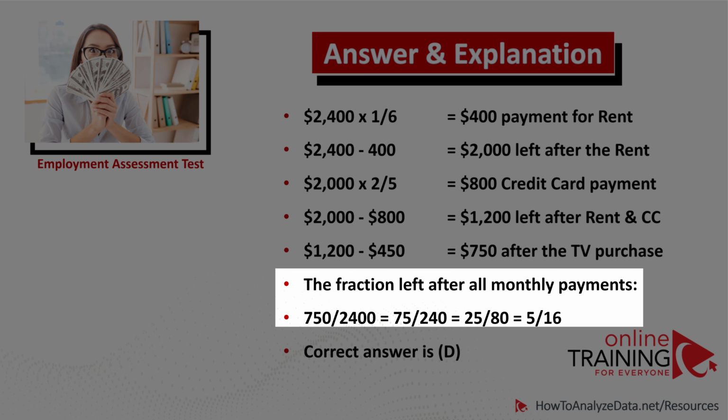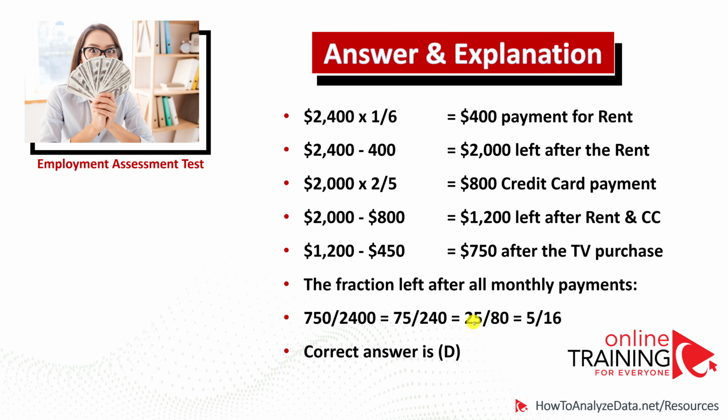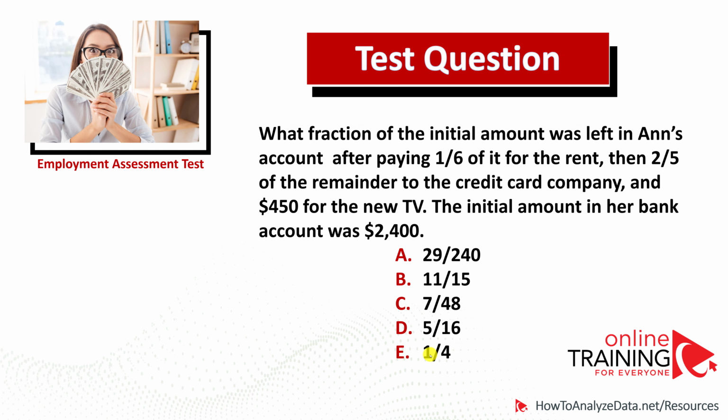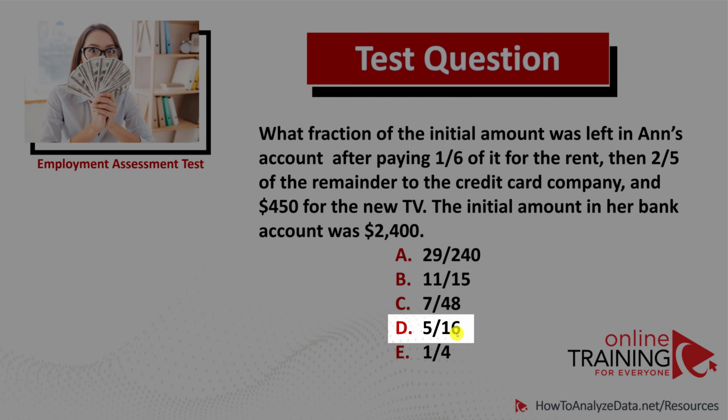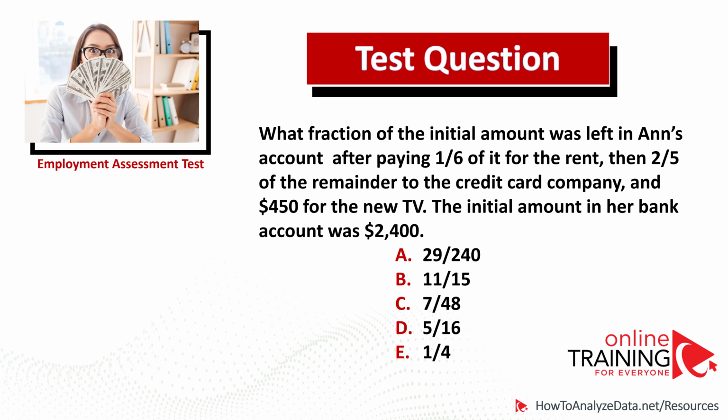To calculate the fraction after Ann made all the payments, we need to divide $750 by $2,400. Then we divide both numbers in the fraction by 10, getting to 75/240. Then we divide by 3, getting down to 25/80. And then we simplify it down to 5/16 by dividing both components by 5. So the correct answer is D, 5/16. Hopefully you've nailed this question.